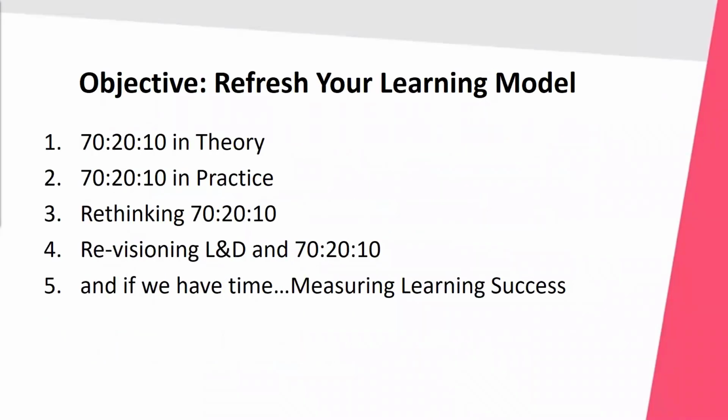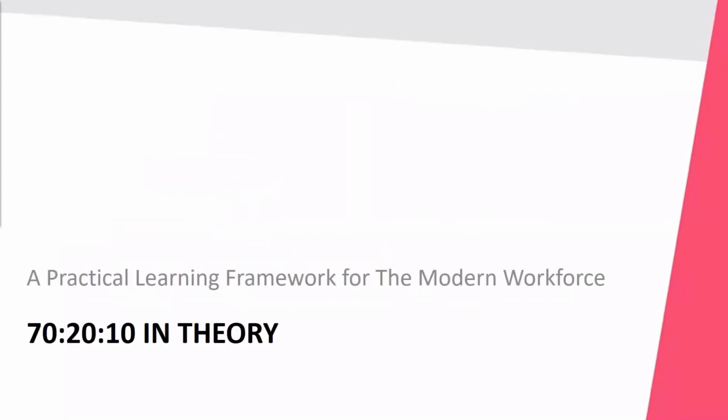To do that, I will spend just a moment talking about 70-20-10 in theory, what 70-20-10 looks like in practice, how you may consider rethinking 70-20-10, how we went about revisioning our entire learning and development shop here at Berkeley, and how our new thinking around 70-20-10 fit into that. And if we have a little bit of time, I'll talk about what our research team learned when we were talking to chief learning officers and other learning and development professionals across the globe about how they were using and measuring their learning success. So let's jump right in.